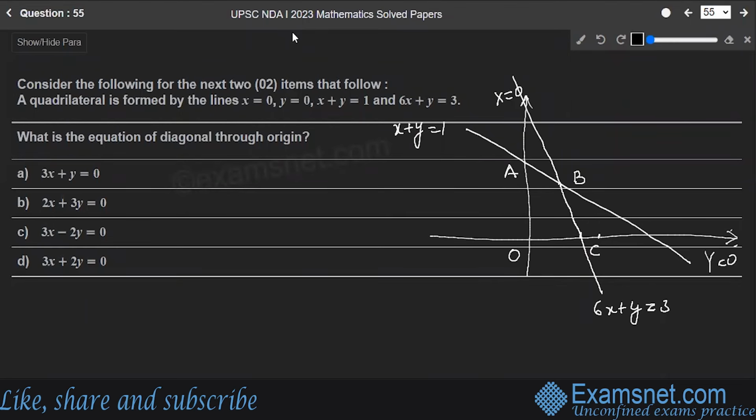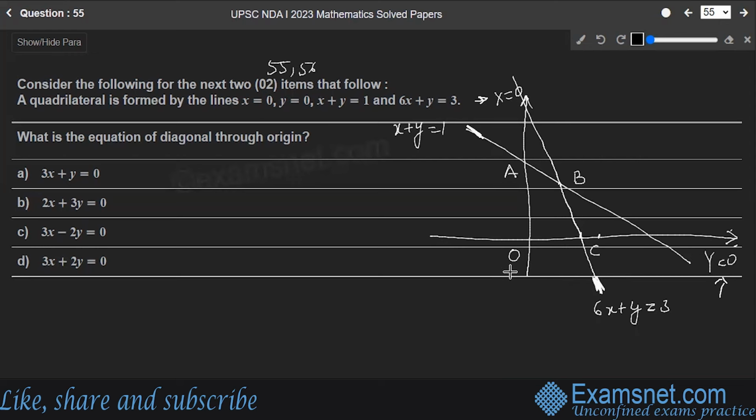It says consider the following statement for the next 55 and 56 sums. Statement: a quadrilateral is formed by the lines x is equal to 0, y is equal to 0, x plus y is equal to 1, and 6x plus y is equal to 3. Okay. So, the y-axis is actually the line x is equal to 0. And the x-axis is the line where y is equal to 0. This particular one is the line x plus y is equal to 1. And this line represents 6x plus y is equal to 3.